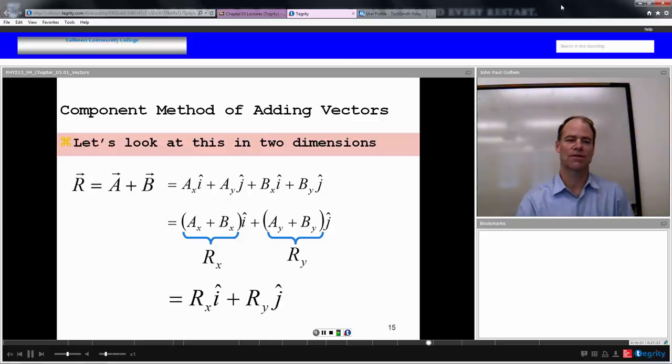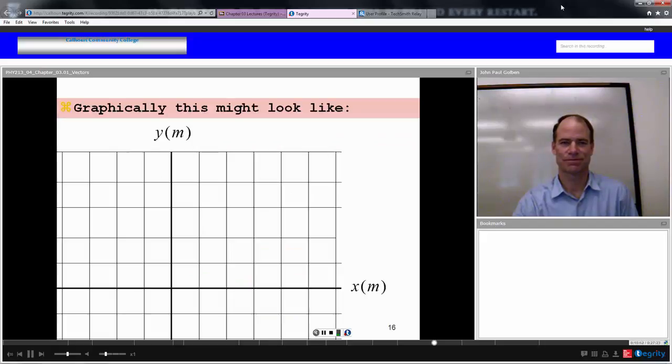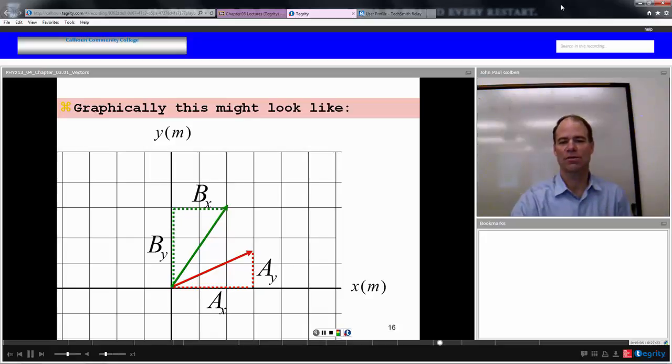So I write this: the resultant vector is R sub x i plus R sub y j, and I have a magnitude times a direction for each component. Graphically, this might look something like this. Here's my vector A with the respective components, A sub x and A sub y, and I do the same thing for B. Here's my vector B with components B sub x and B sub y. If I were to add these two vectors together, say B plus A, in a graphical sense, I would end up way over here from the origin.